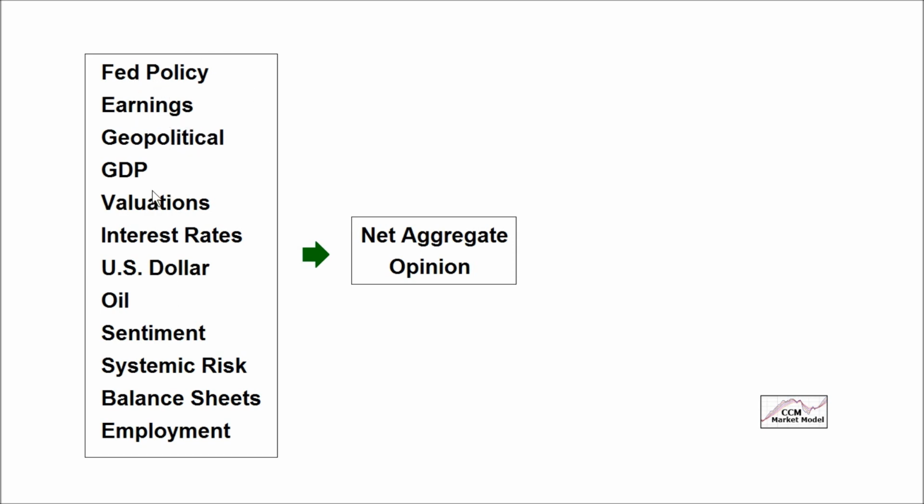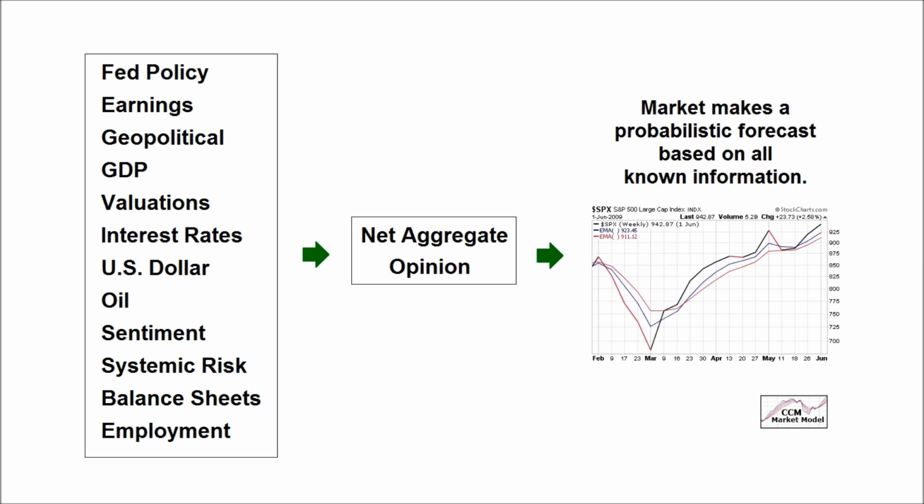There's a subset of people here that are bullish. If the bulls have greater conviction than the bears, then the net aggregate opinion is positive or bullish. Charts allow us to monitor the net aggregate opinion. The expression, the market doesn't care what you think, is true. It doesn't care what I think. It's the net aggregate opinion that drives asset prices.